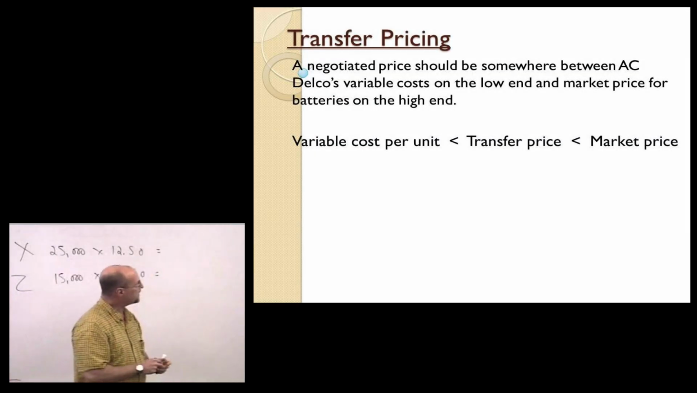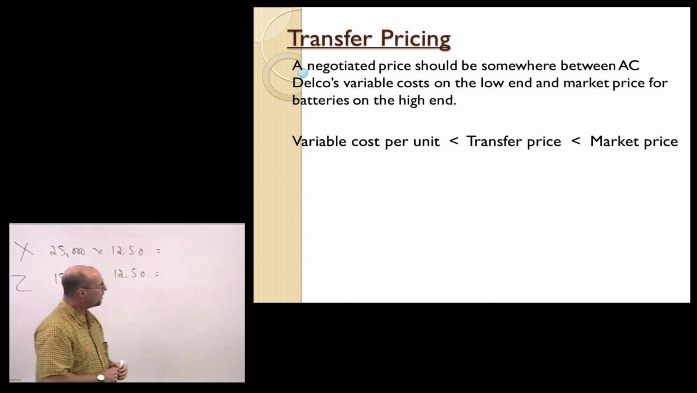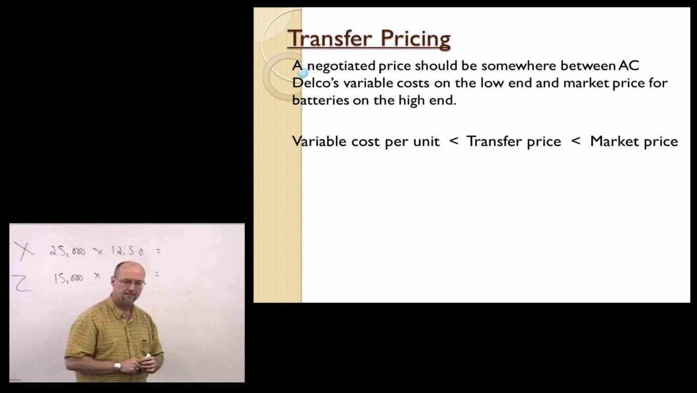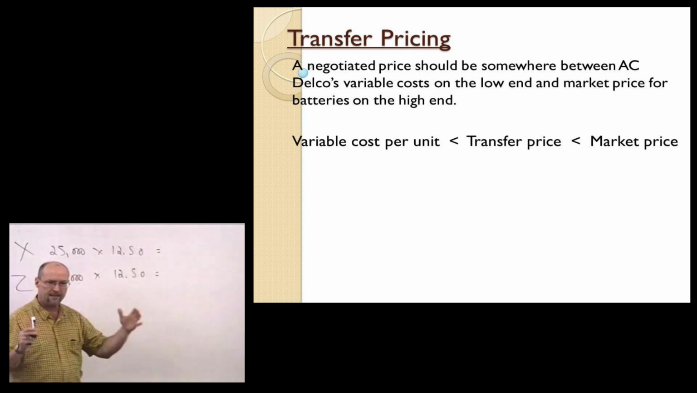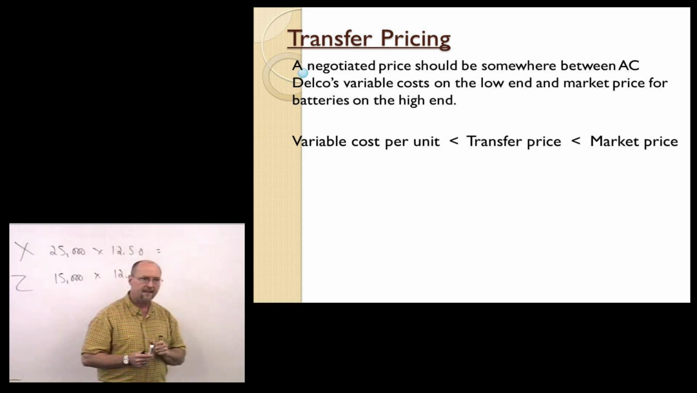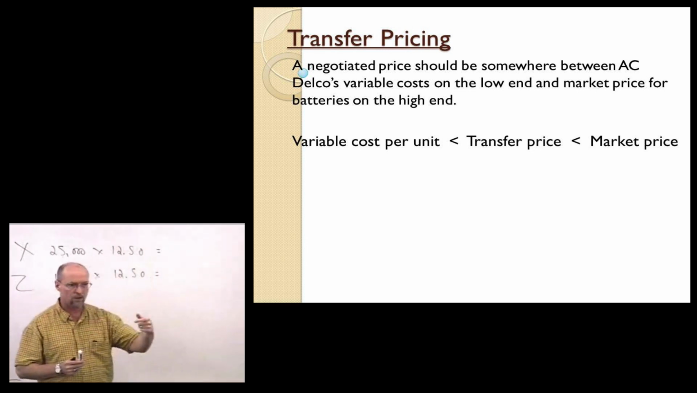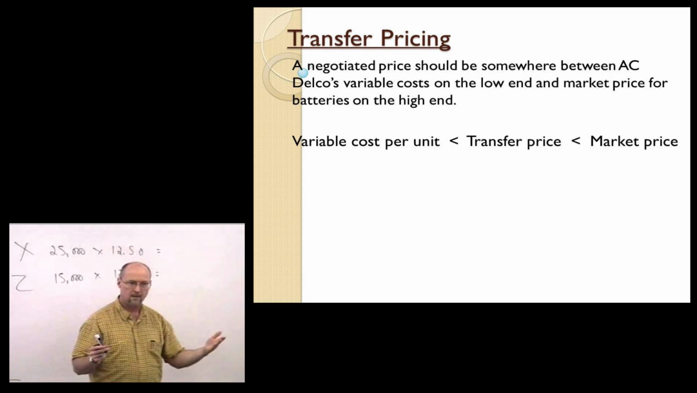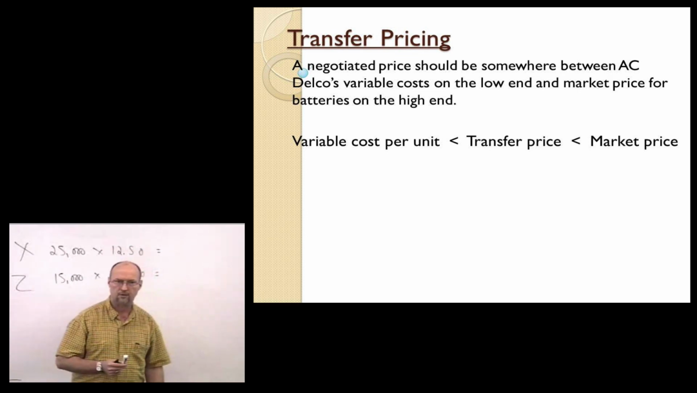So a negotiated price should be somewhere between AC Delco's variable costs on the low end and the market price for batteries on the high end. Okay, and think about it. If AC Delco has a big factory, then if they are operating at 100% of capacity, then they should not sell batteries to Chevrolet at lower than market price, or else they're going to be giving up sales to Ford, Chrysler, Toyota, Honda, or whoever, Chief Auto Parts, whatever auto parts companies are out there.